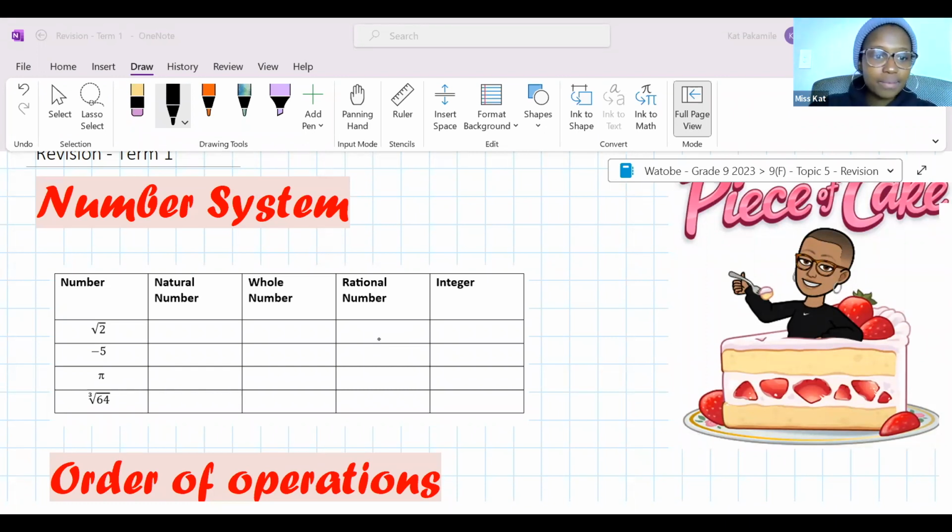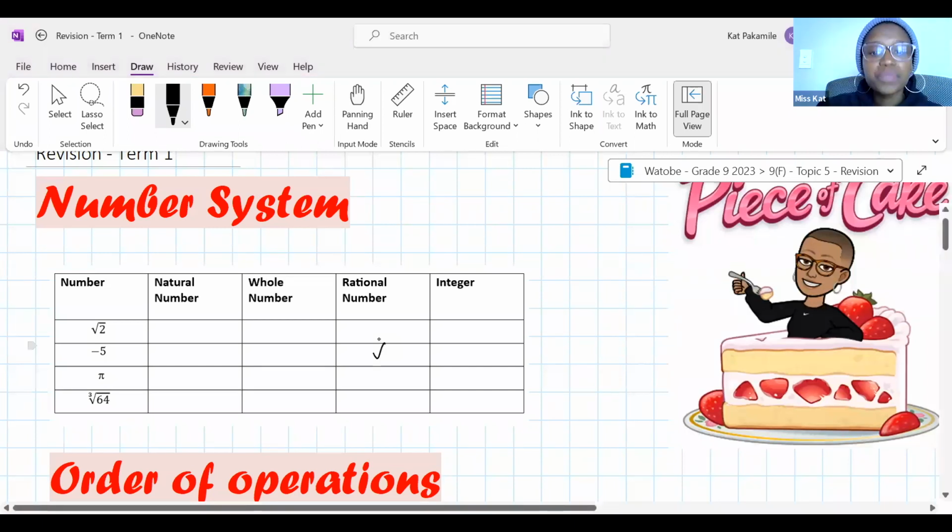Don't run away. You're going to do -5 with me, né? Yes, ma'am. Okay. Is -5 a natural number? No, ma'am. Is it a whole number? No, ma'am. Is it a rational number? Yes, ma'am. Is it an integer? Yes, it is. Thank you very much, Tando.